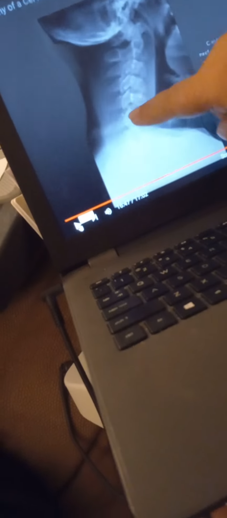So here we have another one. C1's right here, and it's still lower. And see the uniformity, as I'm pointing out. See 1, 2, 3, 4, 5, 6, 7 is there, like mine.